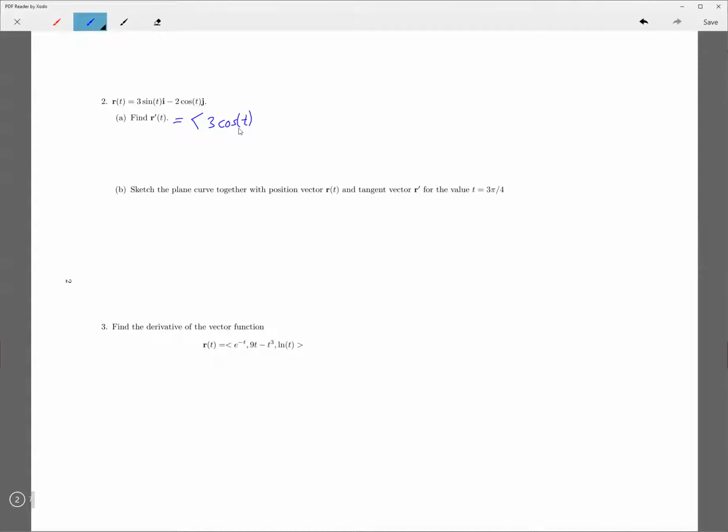The derivative of sine is cosine. And then the other one, you take the derivative of the cosine, then what, 2 sine t? 2 sine t. Okay. So that's going to be the derivative right there.